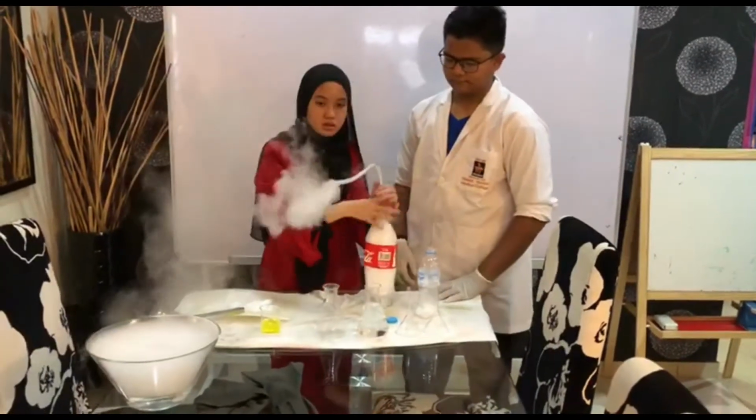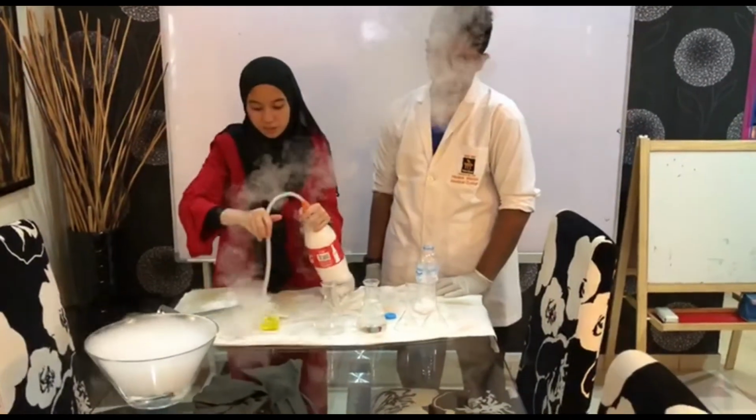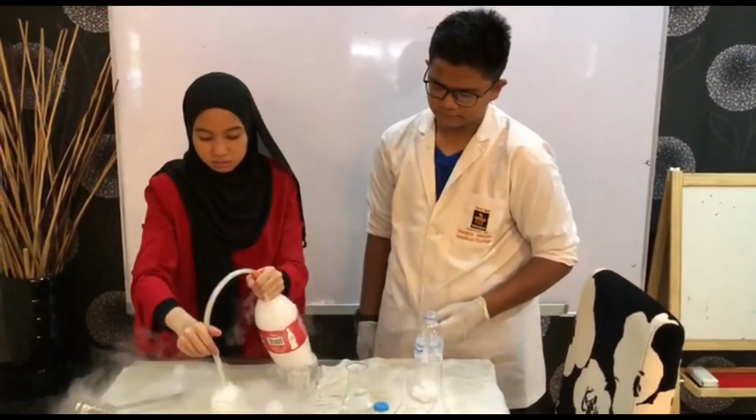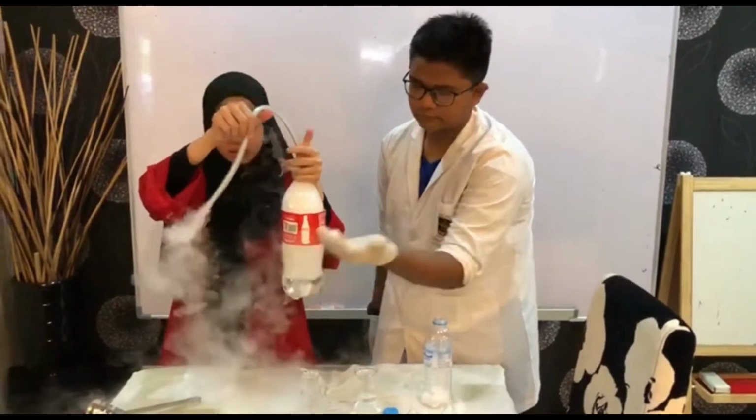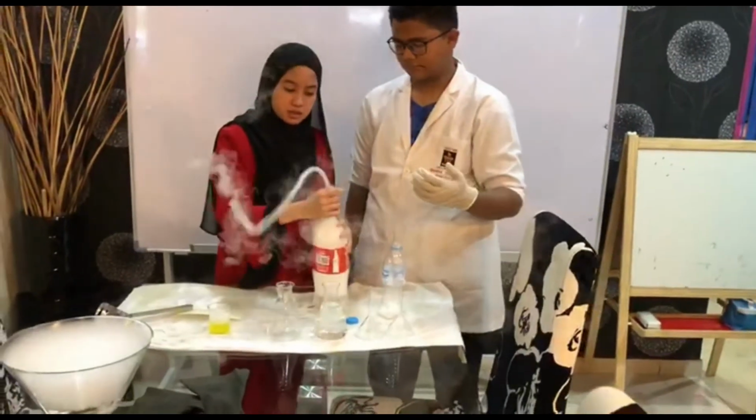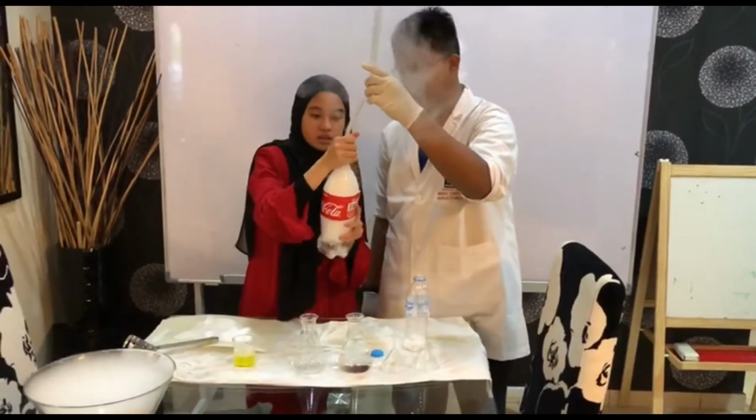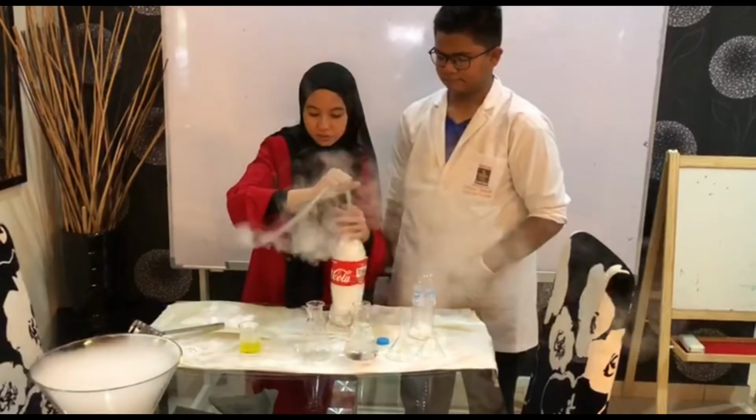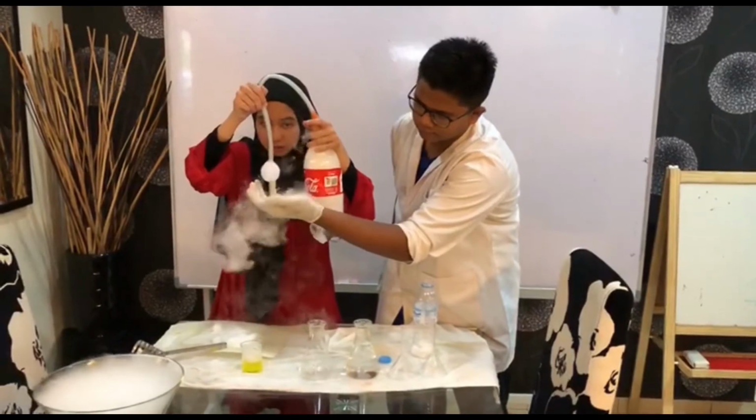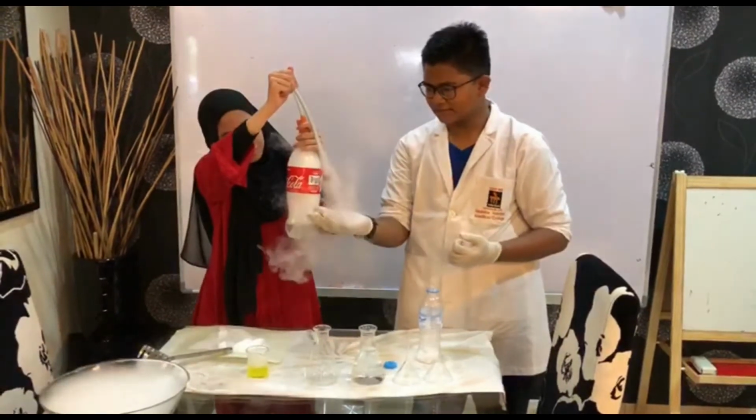Okay, this is tight enough. So next, you're gonna take the tube and dip it into the detergent. As you guys can see, bubbles are starting to come out. Make sure that this is tight enough, because if not, the bubble will not come out. Okay, now it's tight enough. You dip it again, and voila, bubbles are starting to come out. Wow, amazing, isn't it? Yes, it's amazing.